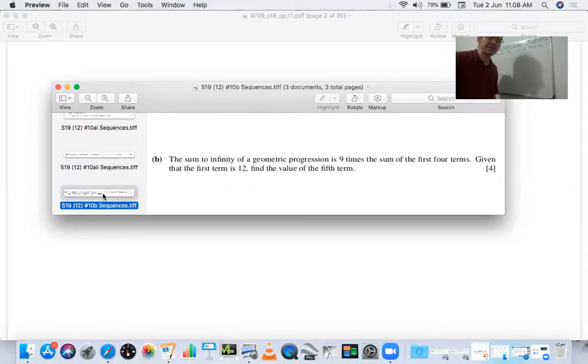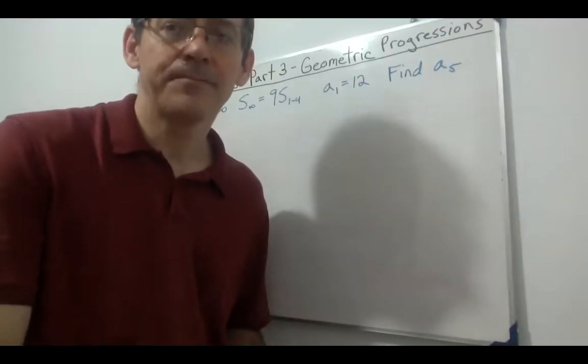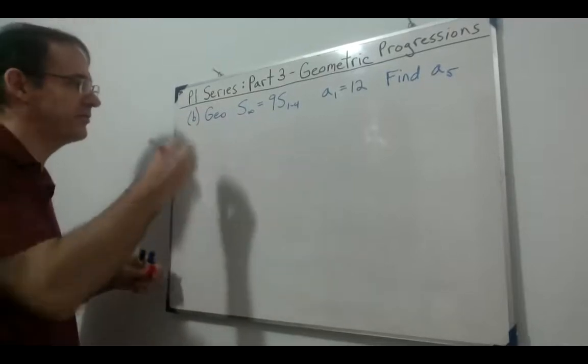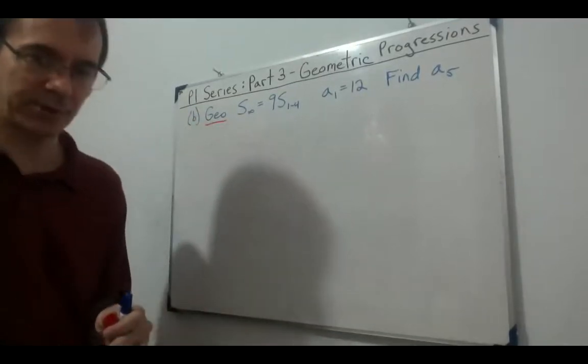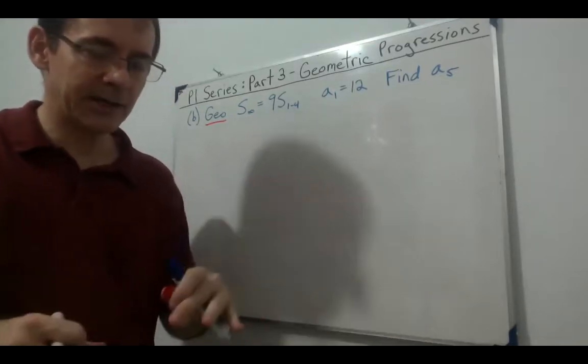Now the question continues to part B, and this is where we're at now. It says the sum to infinity of a geometric progression is 9 times the sum of the first 4 terms. Given that the first term is 12, find the value of the 5th term. So let's go back to our board here and see that we've identified, first of all, that we've now changed to geometric progression. So pay attention to the questions, whether you're in arithmetic or geometric.